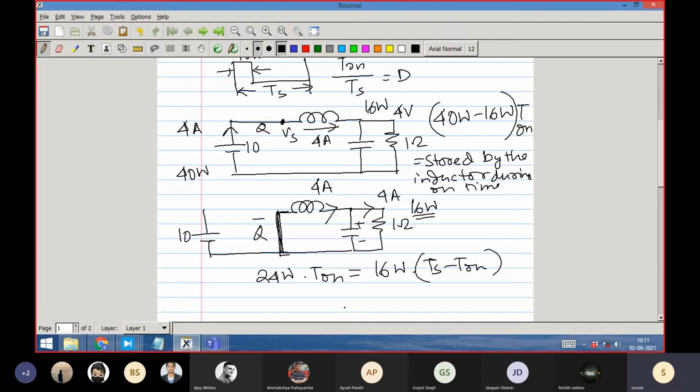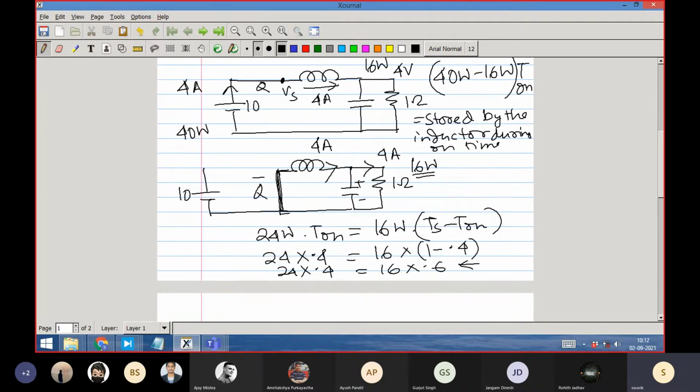So that duration. Let us divide by Ts, so T1 by Ts is 0.4. So 24 into 0.4 is equal to 16 into 1 minus 0.4, which is 16 into 0.6, and we see that it is balanced. I'm just cross checking that this is truly happening, that whatever energy it had stored is just balanced enough to support the load when there is no supply from the input source.